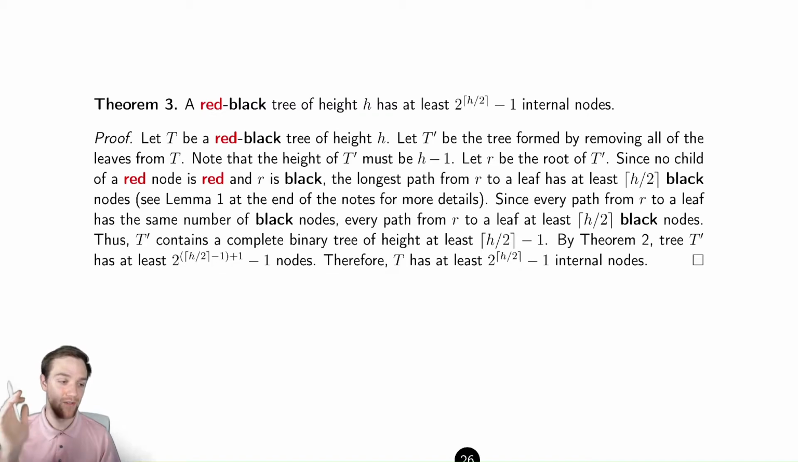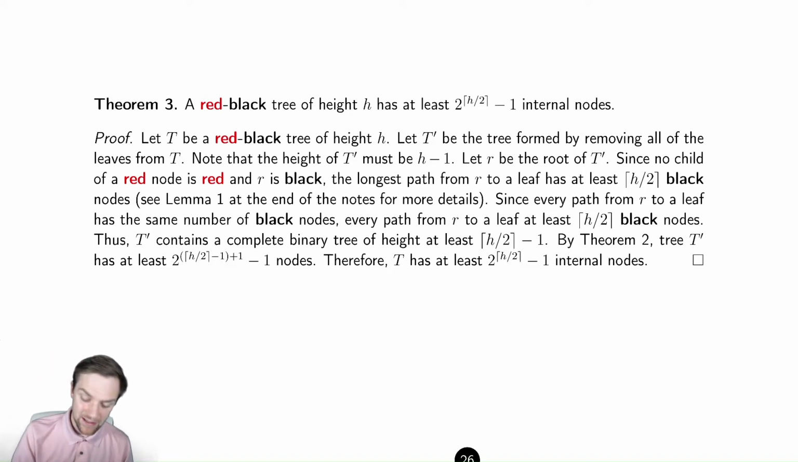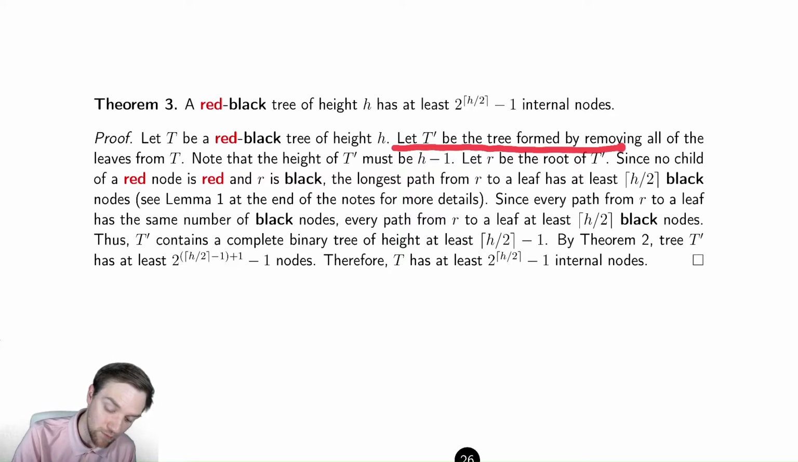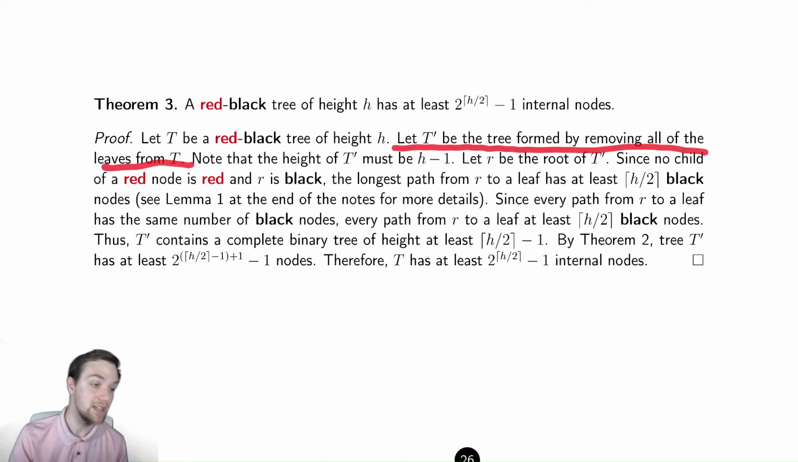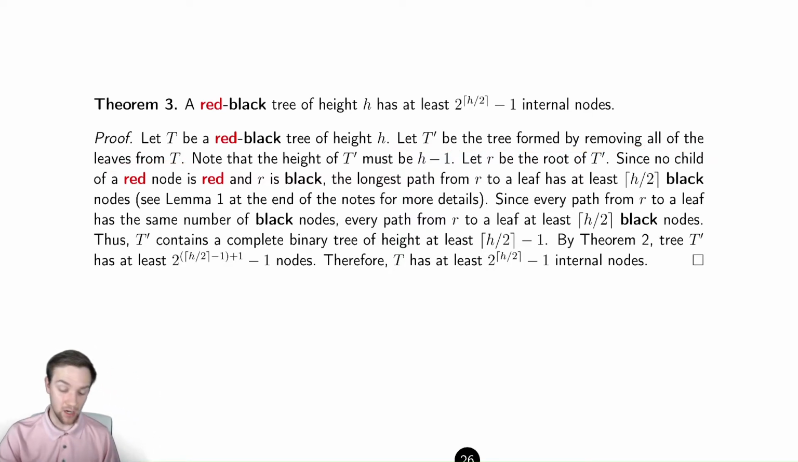You'll get your variable undefined errors, or variable not defined in scope, or whatever. Same exact thing when doing proofs. We're immediately going to remove all of those nil leaves. So we're going to say let t prime be the tree formed by removing all of the leaves from t. This is the act of cutting off the nil nodes.